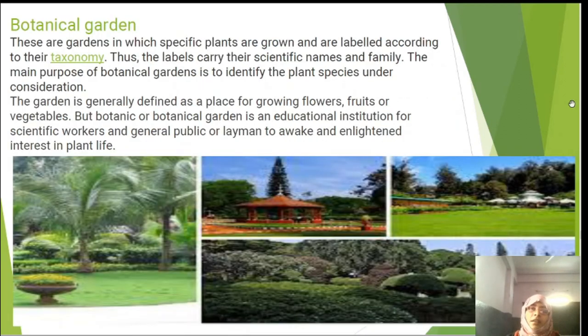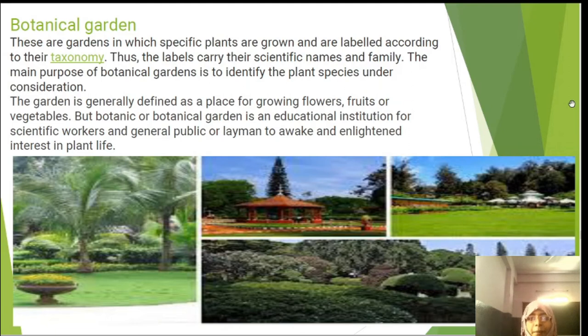Next, starting with the botanical garden. These are gardens in which specific plants are grown and labeled according to their taxonomy. What does that mean? It is a place where plants which are very useful to us, or plants which are very rare, extinct or endangered, are grown in a particular area, so that it is used for entertainment as well as for research and study purposes.